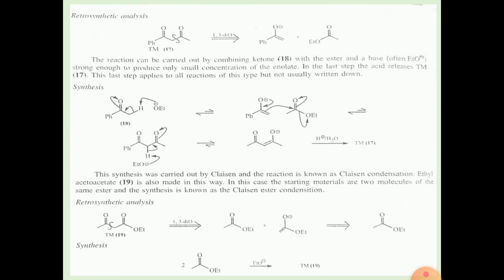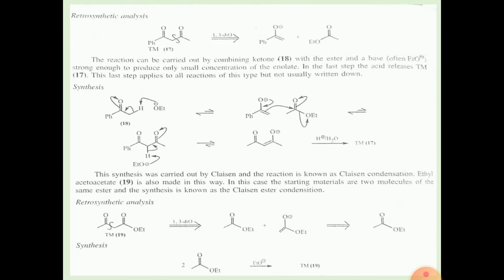In the synthesis, first EtO- acts as a base, abstracts the hydrogen from the ketone and forms the enolate. This enolate attacks the ester and the OEt group is lost. The next step is the EtO- abstracting the proton and forming the enolate. The last step is H+ and the formation of this compound. So this synthesis was carried out by the Claisen condensation reaction.